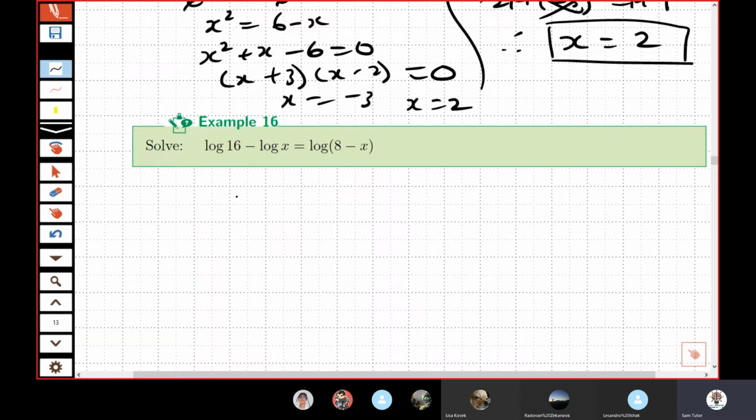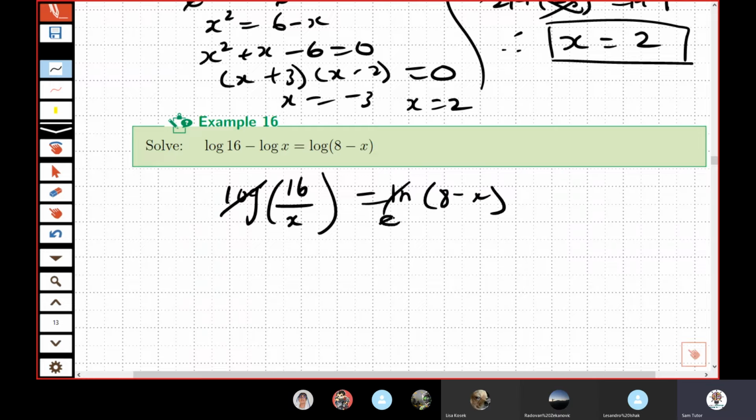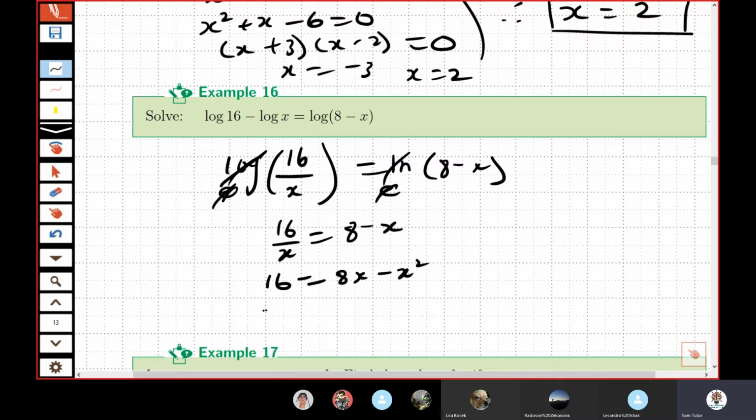Log 16 take away log x, well that becomes log 16 on x equals log or ln, whatever, doesn't matter. Cross out your logs because you will technically exponential both sides. 16 on x equals 8 take away x, times by x. Bring everything to one side and factorize and solve.